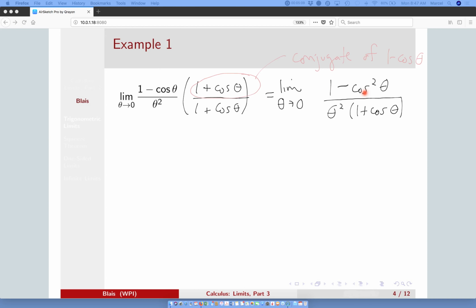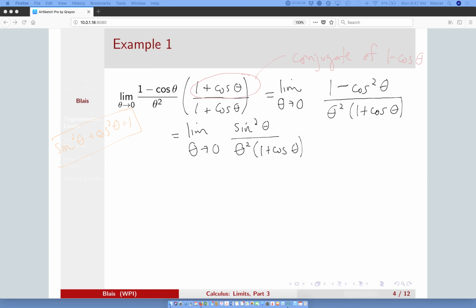And this is handy. Recall, we have our formula of sine squared theta plus cosine squared theta equals 1, which means, taking this identity, 1 minus cosine squared theta is sine squared theta. So that numerator will become sine squared theta. And again, in the denominator, we still have theta squared times 1 plus cosine theta.